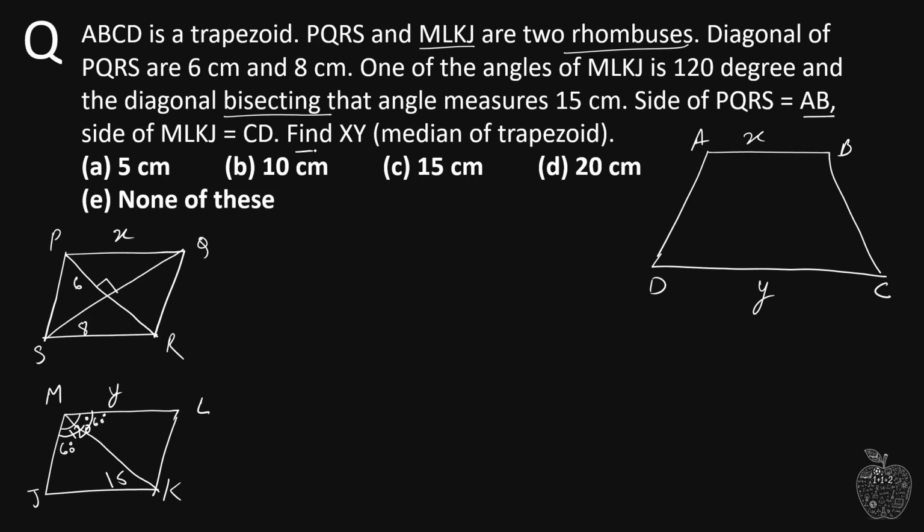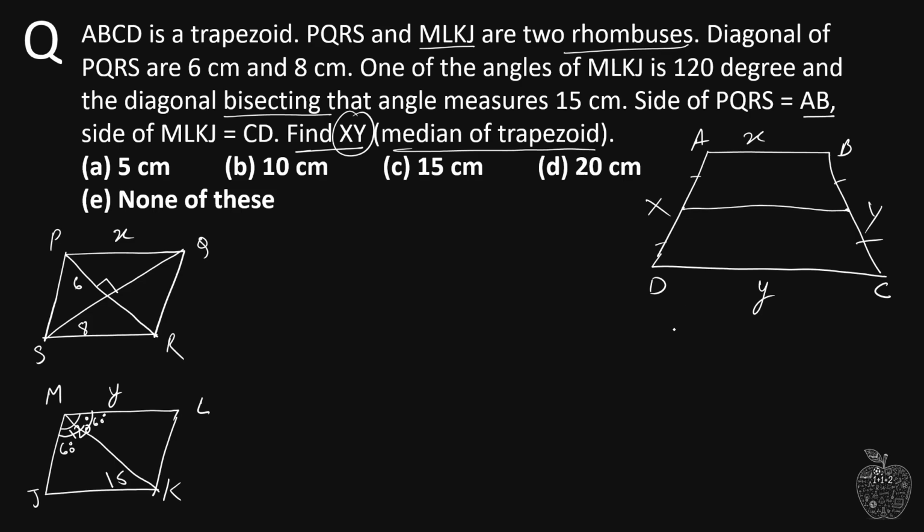Now we have to find out XY. XY is a median of the trapezoid. Now what is the median of a trapezoid? The median of a trapezoid is a segment that connects the center points of the sides that are not parallel. So this is the center point of AD and this is the center point of BC. So this is equal to this and this is equal to this, and this is the median. Now let's name it XY. Now we have to find the length of this XY.